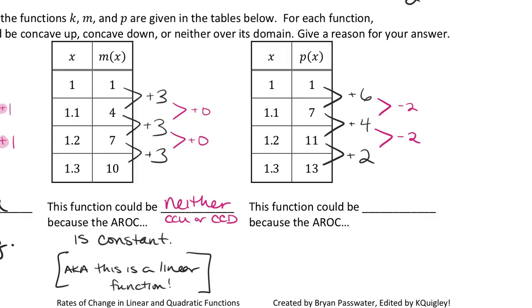-2 and -2, right? So we know this is quadratic because we have a constant second difference or a constant change in the rate of change. But is this going to be concave up or concave down? Concave down, why? Because the average rate of change is negative. The change in the average rate of change is negative. So we think that this graph is going to be concave down because the average rate of change is decreasing each time. We have a negative number showing me the change in the rate of change.